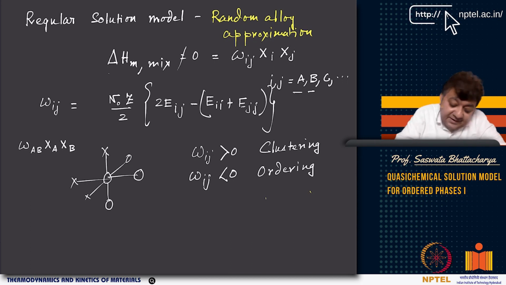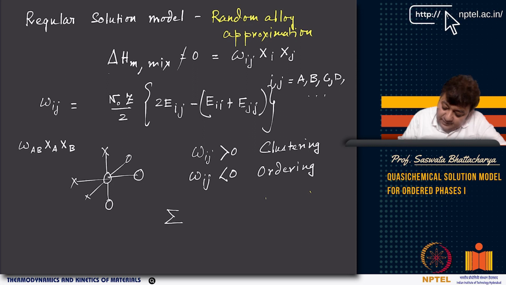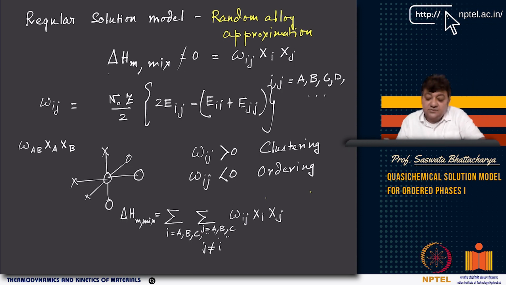Say for example, A, B, C, D are different atomic species, right? They are different kinds of atoms. If they are different kinds of atoms, then we can go on writing this omega xj. So basically this is nothing but the sum over i equal to A, B, C, and so on, and j also equal to the same, only j is not equal to i, and you have omega ij xj, and that is basically your enthalpy of mixing, right? So this is what is your enthalpy of mixing.